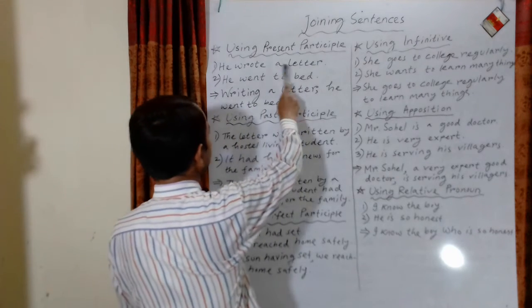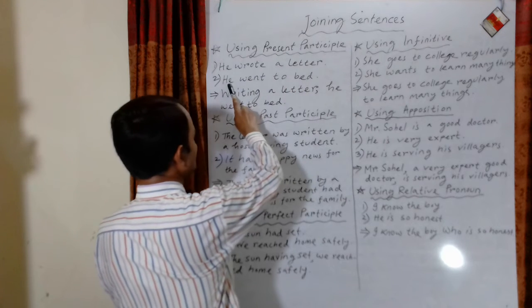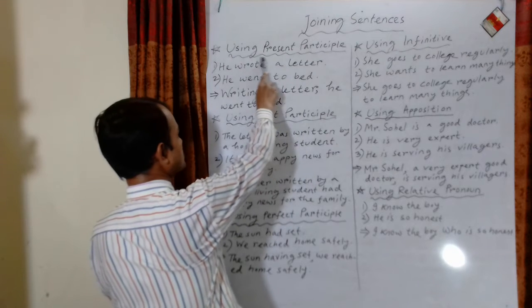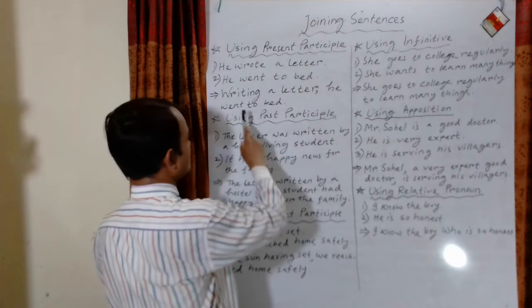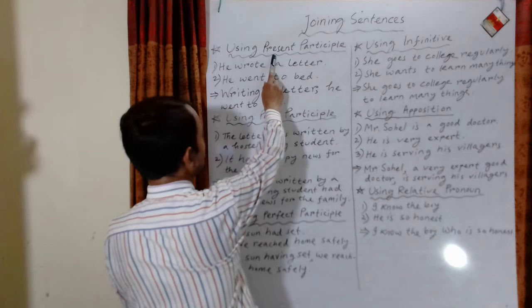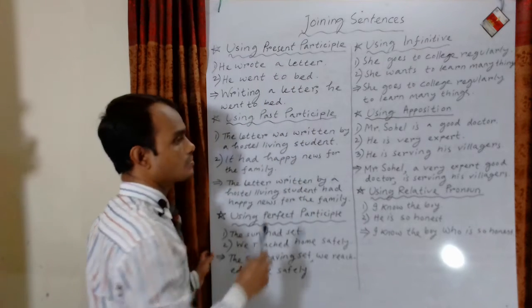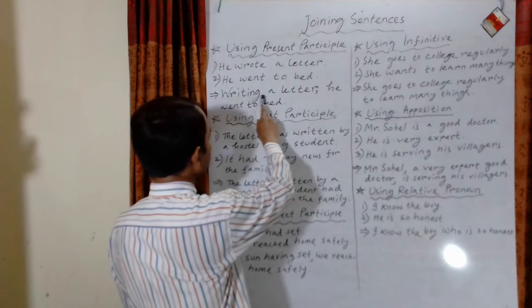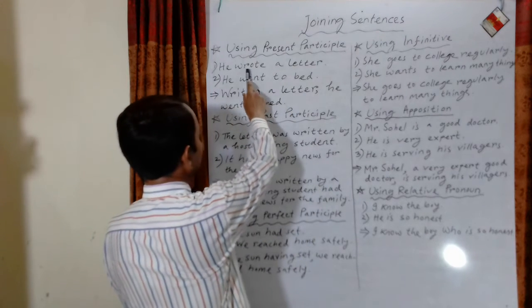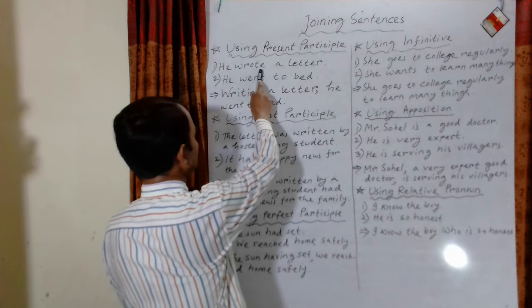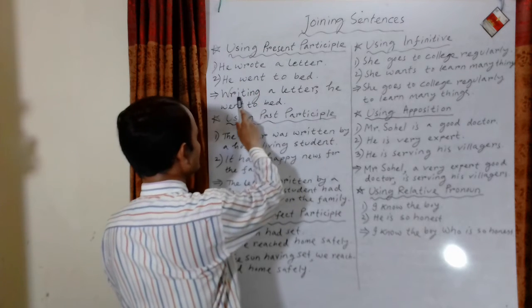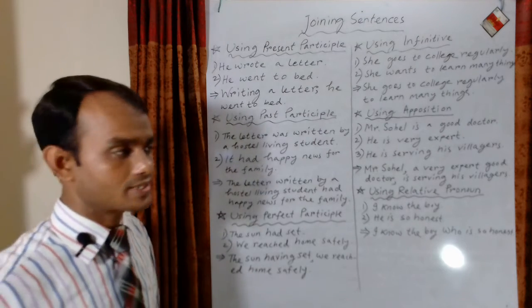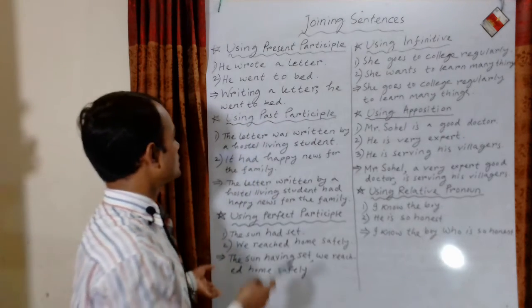He wrote a letter. This is one simple sentence. He went to bed. This is another simple sentence. And I will join these two sentences to make one sentence. Okay, I have to follow present participle. Present participle is main verb plus ing. That means: writing a letter, he went to bed. The present form or main verb of the verb wrote is write. Then I have joined ing. That means writing. Writing is present participle.